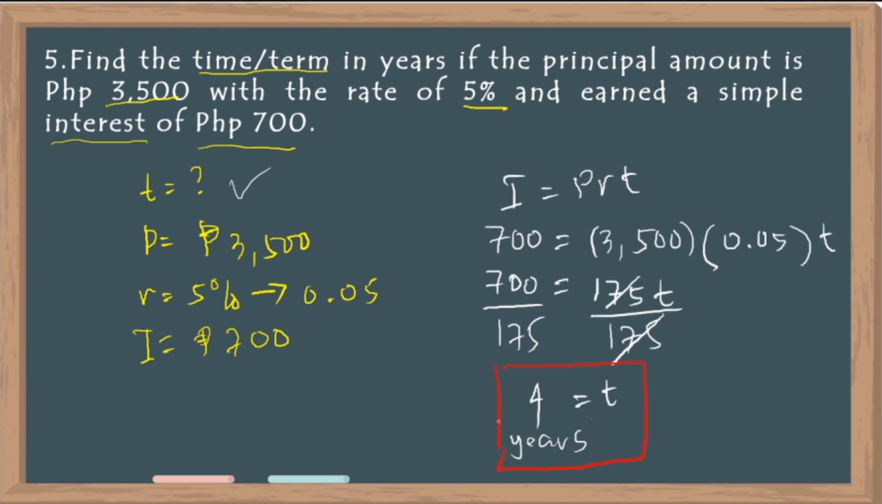Okay? So, iisang formula lang na ating ginamit maliban na lang dun sa future or maturity value. Pero madali lang naman din, no? F is equal to P plus I. No need to convert the formula. You just use I is equal to PRT, then substitute and solve doon sa hinahanap na variable.